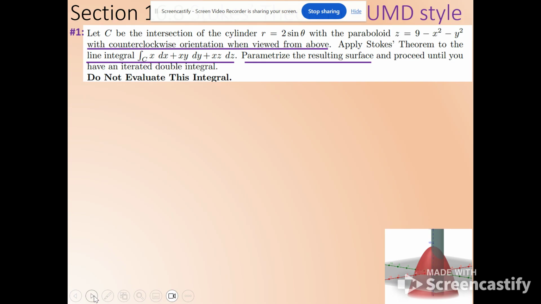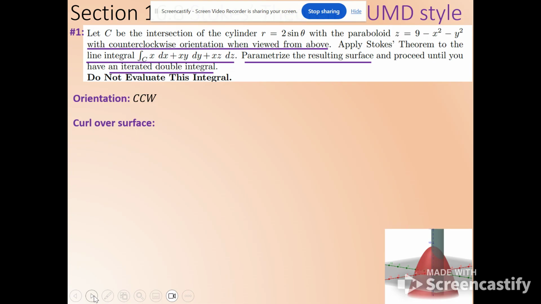And notice I don't have to evaluate this integral, but they ask me to keep going until I have an iterated double integral. What they mean by that is they want to see the double integral with limits on both integral sides. So I make note of my orientation. I'm going to calculate the curl over the surface.